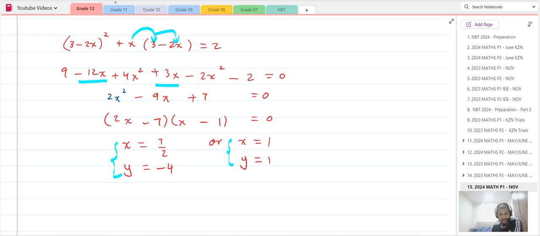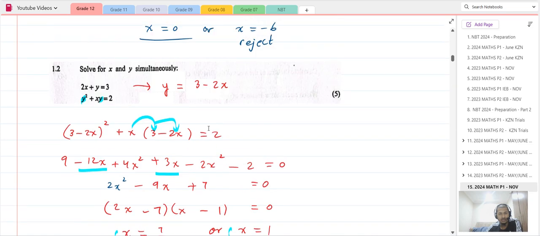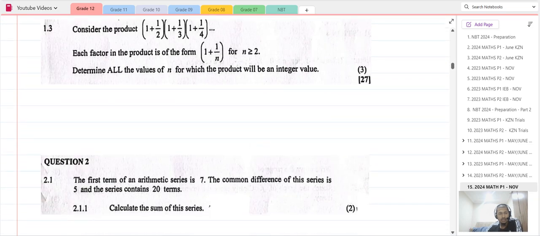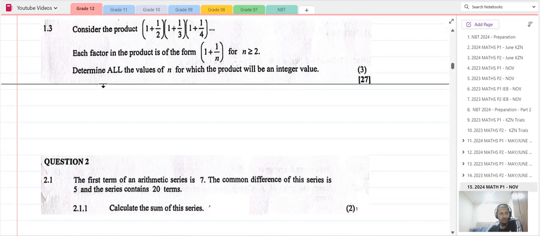So x equals 7 over 2 and y equals negative 4, or 1 and 1. These are the answers for x and y. These are the coordinates that will work. Moving on to question 1.3.